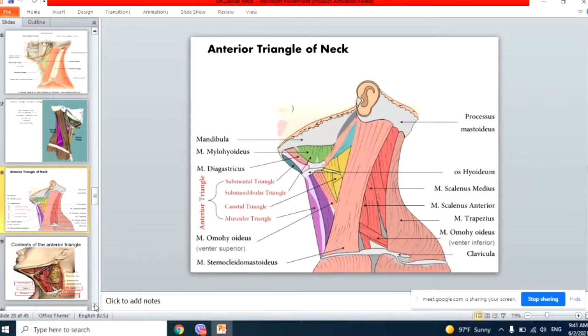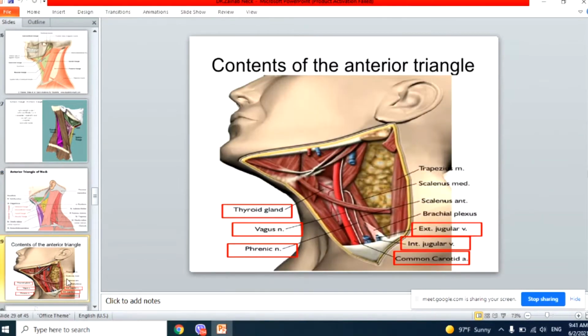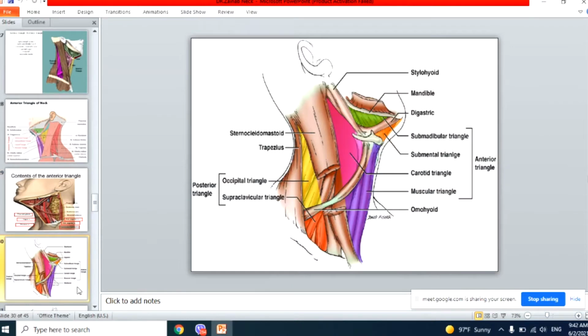All these triangles house very important structures. In this anterior triangle, the important ones are the external jugular vein, the internal jugular vein, the common carotid artery, the phrenic nerve, the vagus nerve, and the thyroid gland. We also have more important structures, but in this picture we can just see these. This picture also shows the sub-triangles of the anterior triangle in different colors for more clarity.